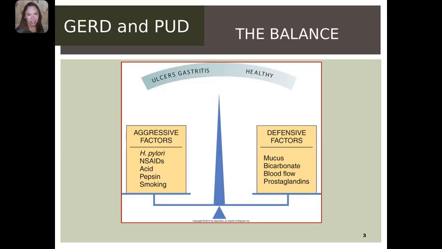Another thing to remember is smoking. We have a lot of people that smoke in our community, and we should remember smoking can delay ulcer healing and actually increase the risk for reoccurrence of ulcers. So we need to keep that in mind when we're caring for our patients.